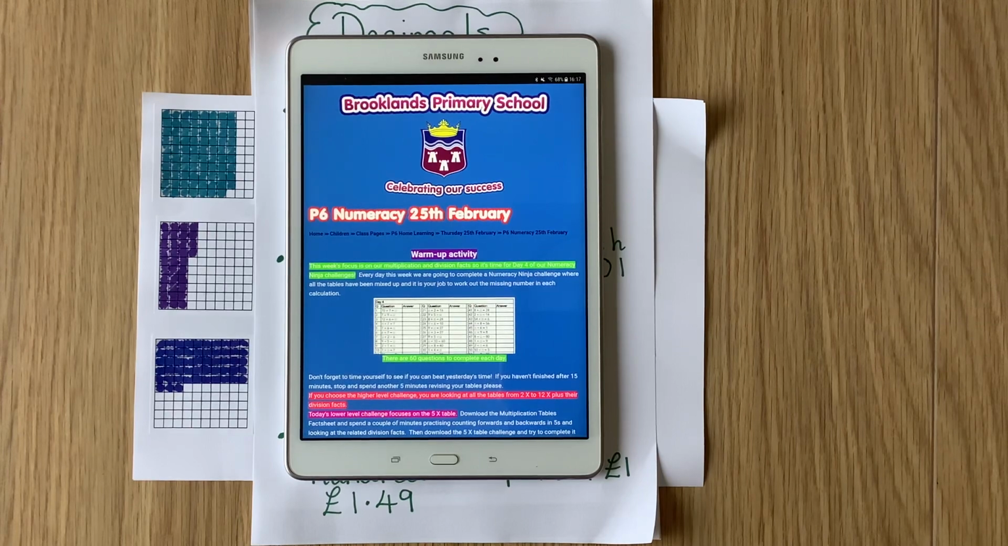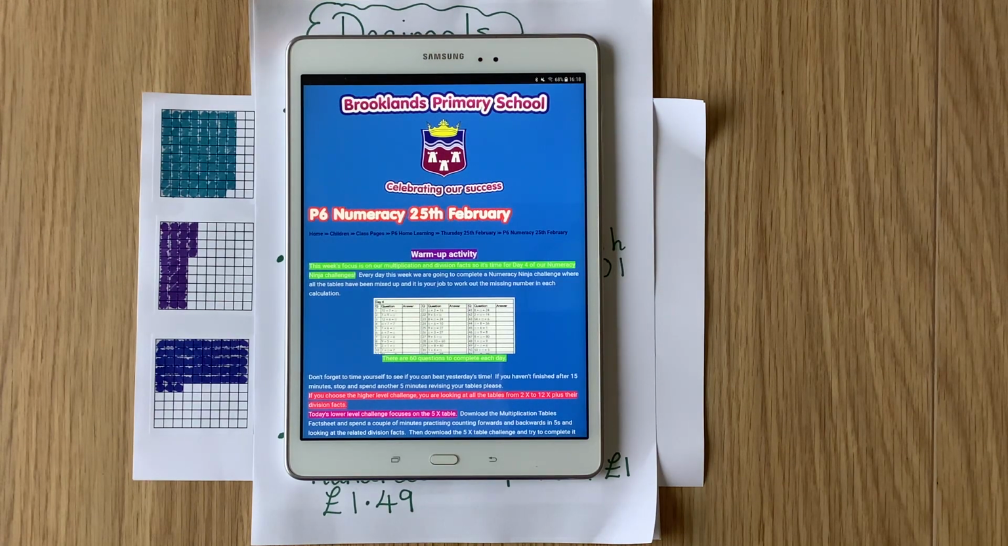Now, to warm up, we are going to get underway once again with our numeracy ninja. It's day 4 of our challenge for this week. So if you're choosing the higher level task, then remember you're practicing all your tables from the 2 times table all the way up to the 12 times table, your multiplication and your division facts. If you choose to do the lower level task, then today you are concentrating on the 5 times table.